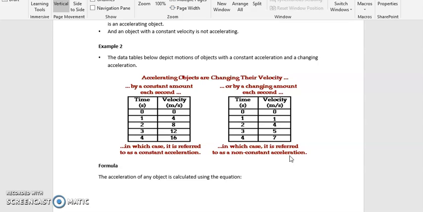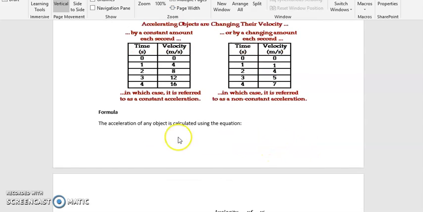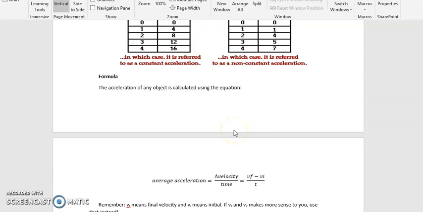Really look at these graphs and wrap your head around that idea of the difference between a constant velocity, constant acceleration, and non-constant or changing acceleration. So once you have that, we have a formula to calculate the acceleration of an object.